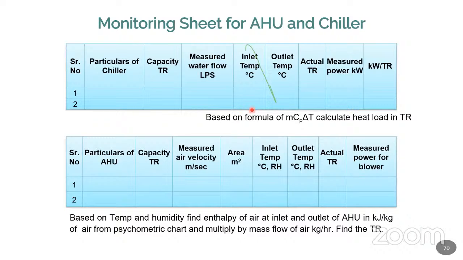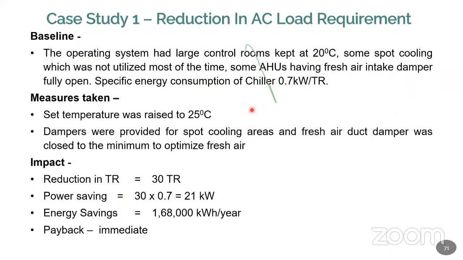Based on the people who are working, you can switch on or off the AHU, switch on or off the chiller, and partially load or fully load the chiller. This can easily be done with the help of a BMS, building management system, which is normally available.